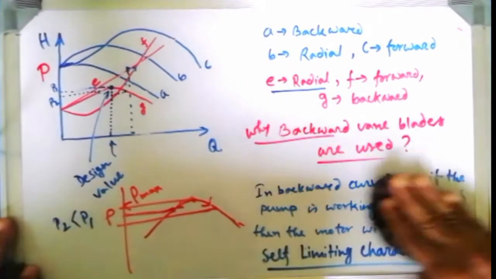So for you people, just store in your hard disk that we always prefer backward curved vane. The reason is that the backward curved vane has self-limiting characteristics, but forward and radial curved vane do not have.